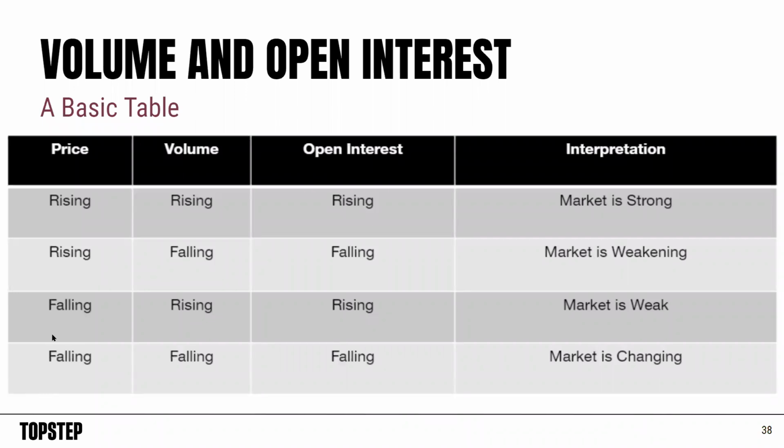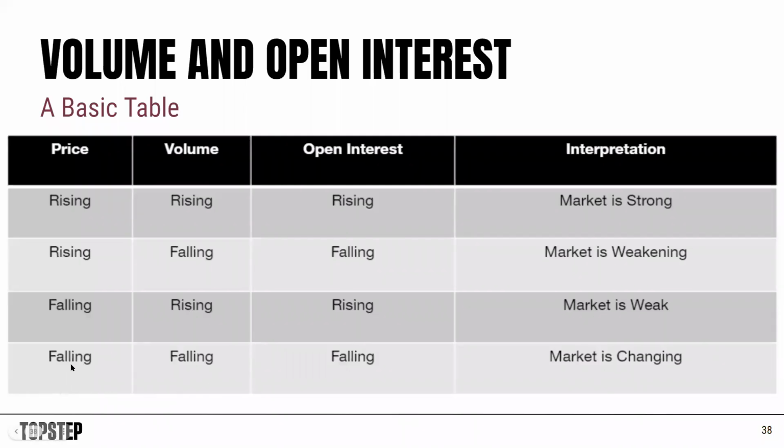Okay. Same is true when the market is moving lower. If the price is falling on higher volume and higher open interest, this is a market that is strong to the downside. I know it says market is weak, but it's a strong auction to the downside. It's healthy. It's increasing in volume and increasing in open interest. This is a market that is strong to the downside.